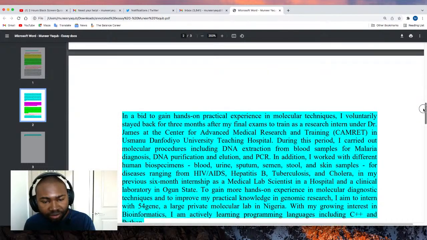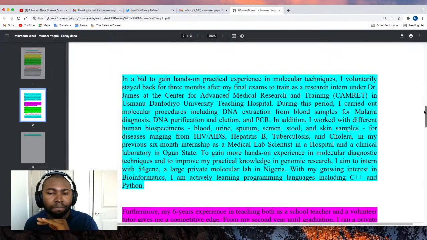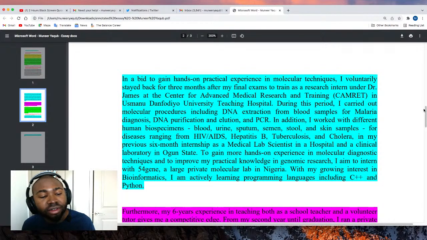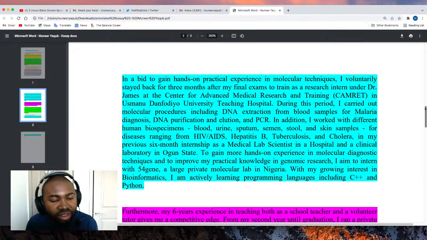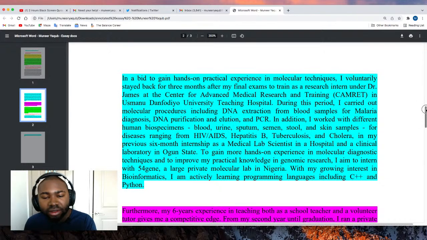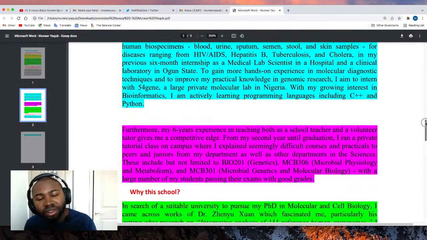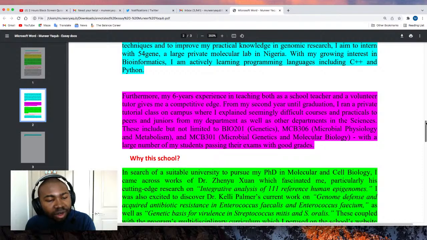The fourth paragraph is about my work experience relevant to molecular biology. I've worked in different labs when I was in CWES and IT. I talked about those with specific details about the techniques we used and the names of those places. Then the fifth paragraph is my teaching experience, my 6 years of teaching experience, with specific details on relevant courses that I taught.